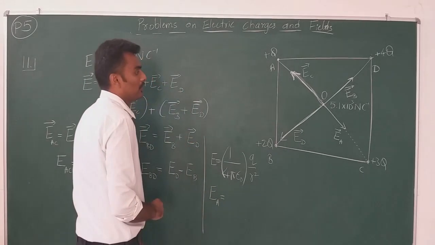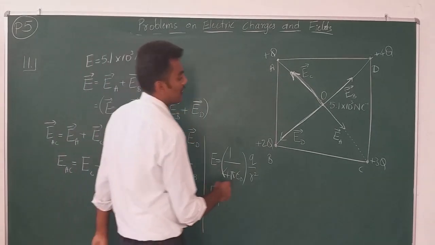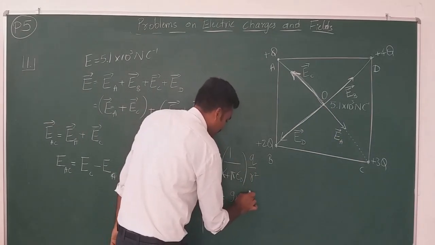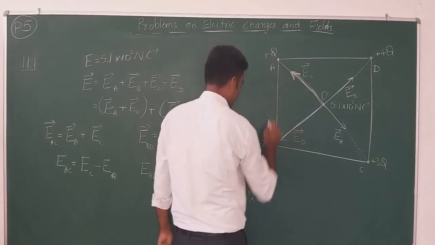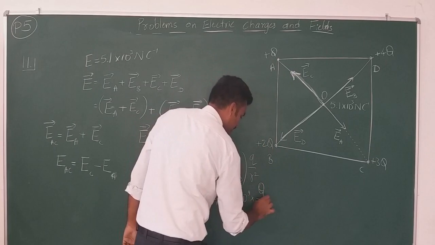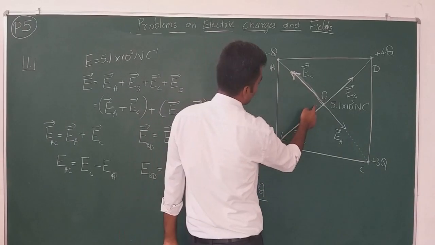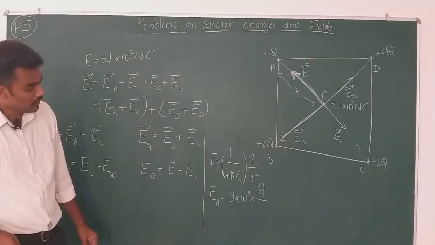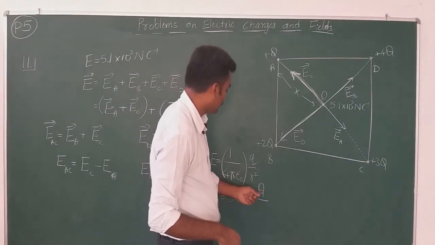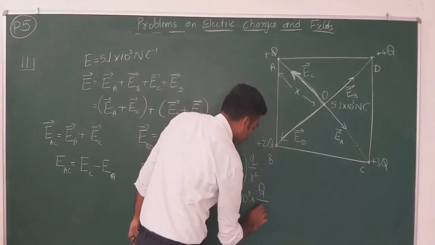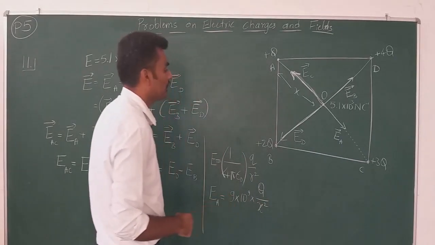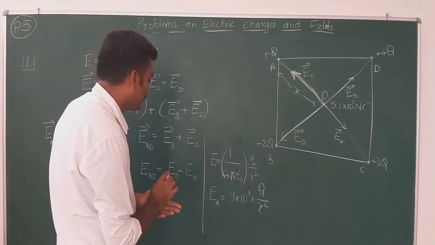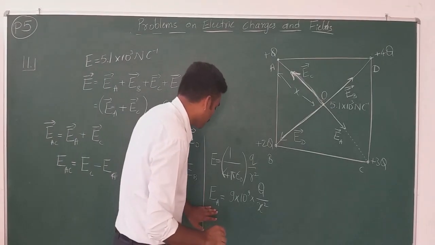So, EA is equal to 1 by 4 pi epsilon naught, which is simply 9 into 10 to the power of 9, into Q. The charge at A is Q itself, by R squared, the distance from O to A. Simply take the distance as x. So, 9 into 10 to the power of 9, Q by x squared. I can actually get the value of x finally, that is not a problem. Right, this is EA.